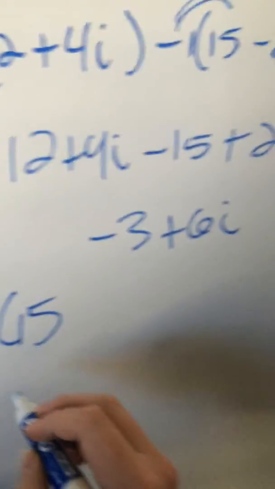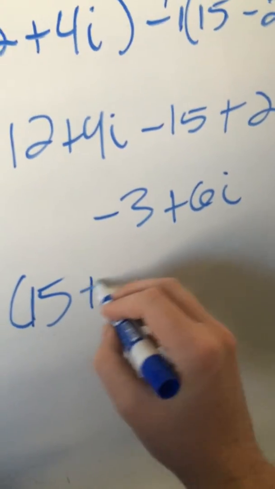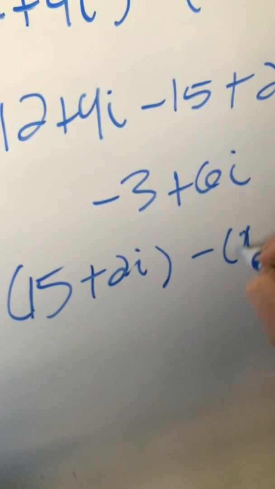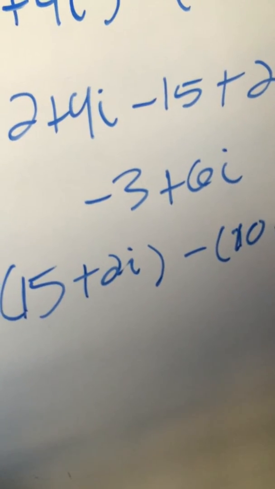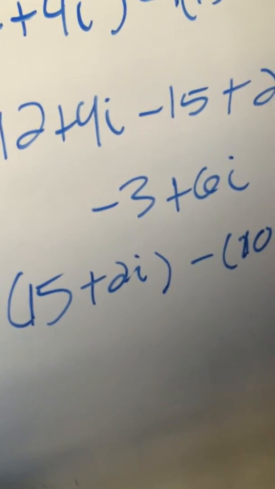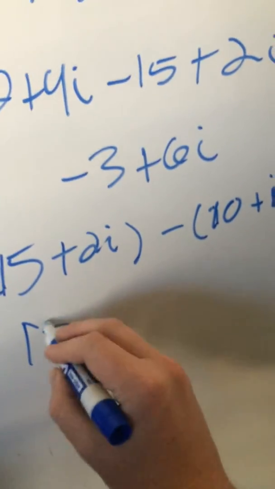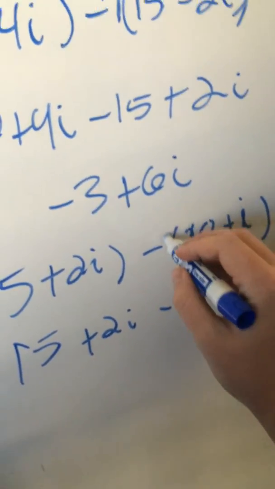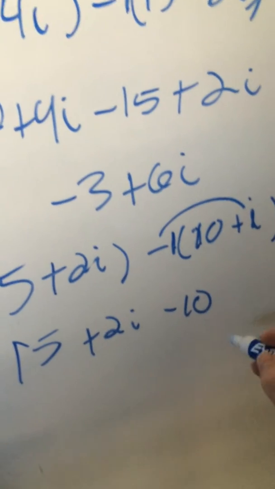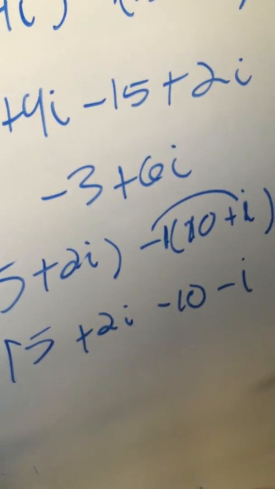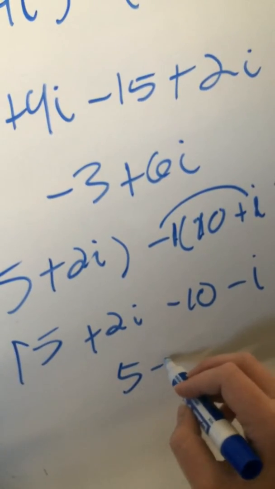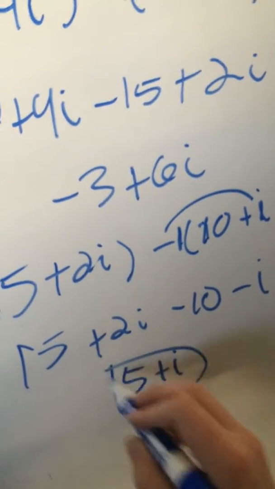Next question. 15 plus 2i minus 10 plus 1, just i. So we have 15 plus 2i minus 10, and since this negative changes the sign, it would be -i. And so you have 5 plus i right there.